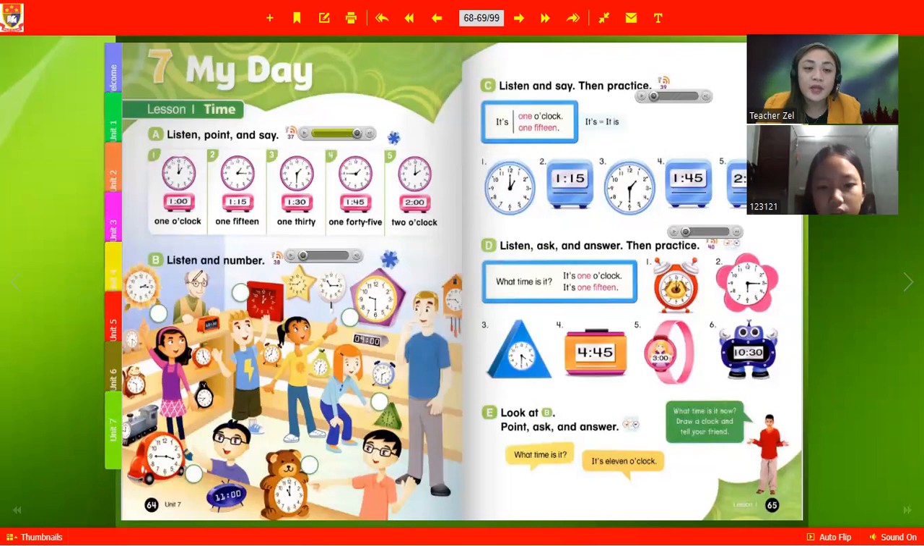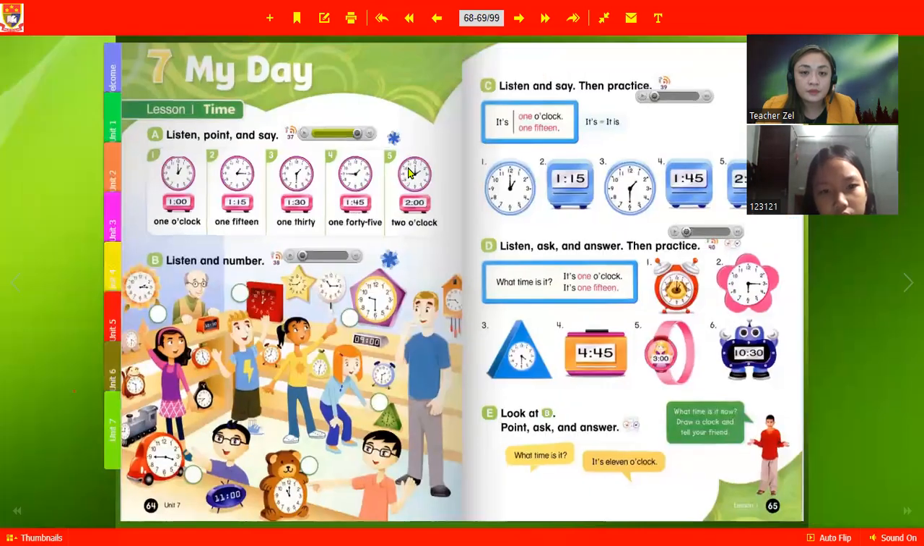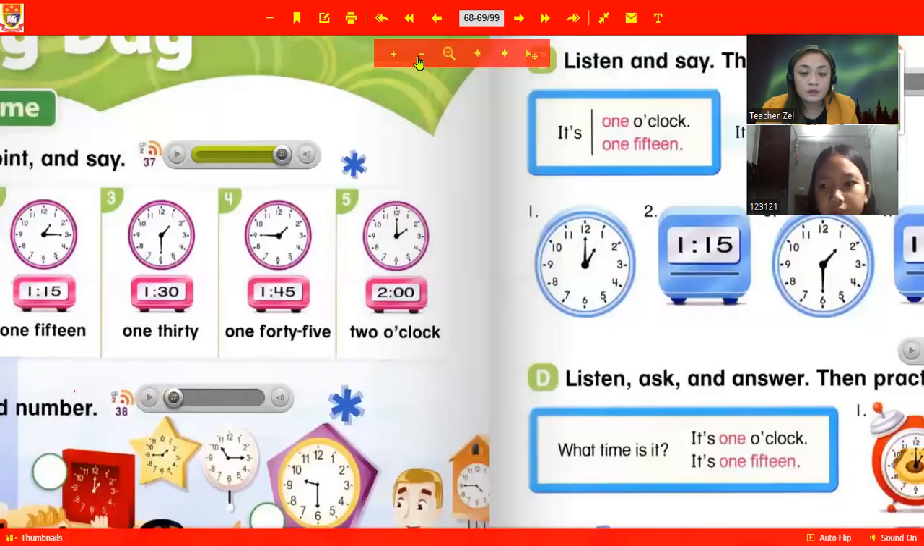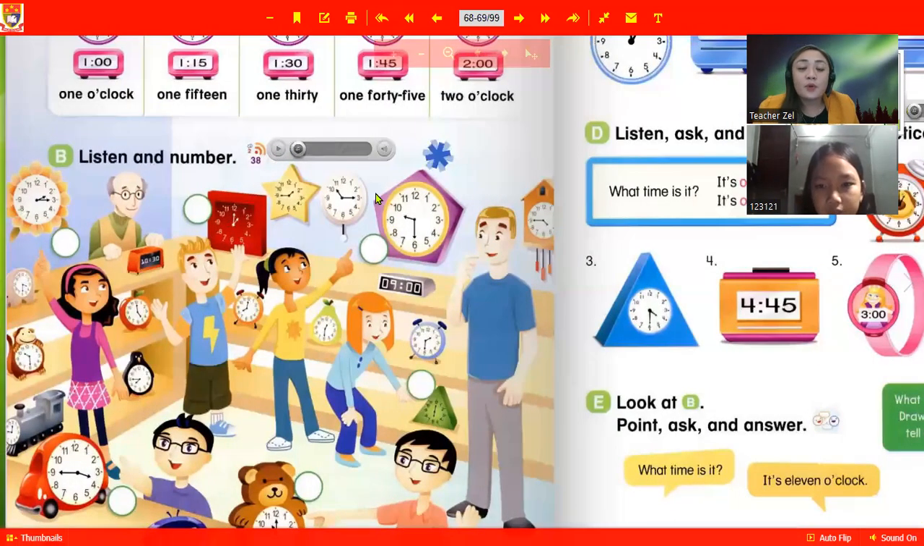Okay, so we have here exercise B, listen and number. Before we proceed, please listen carefully and please write the number of what time it is, okay?